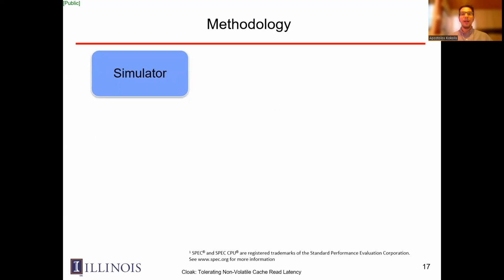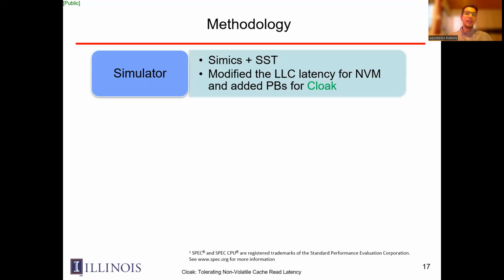To evaluate our design, we used the gem5 full system simulator that we integrate with the SST cycle accurate simulator, and we modified the LLC latency for NVM and added the page buffer for Cloak. In our simulations, we used 3 nanoseconds latency for reads, which is 10 cycles more than SRAM, and 8 nanosecond latency for writes. However, we also have in the paper a sensitivity analysis that targets different latencies for NVM, and we also have a sensitivity analysis with different sizes of NVM.